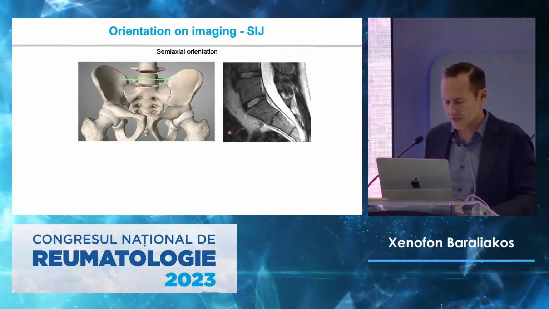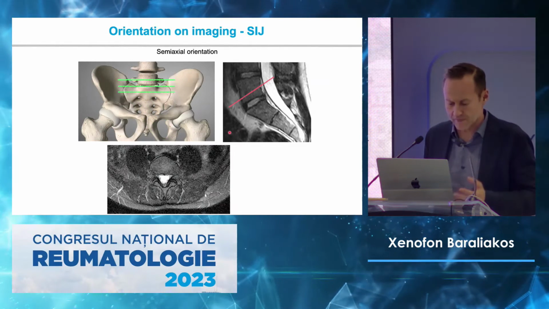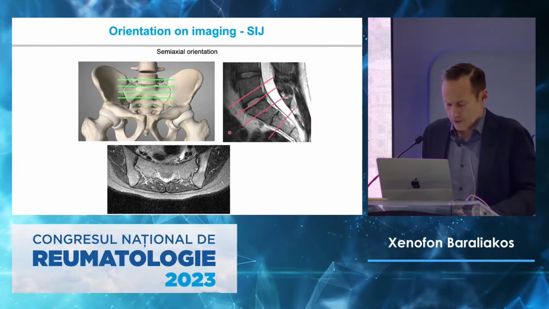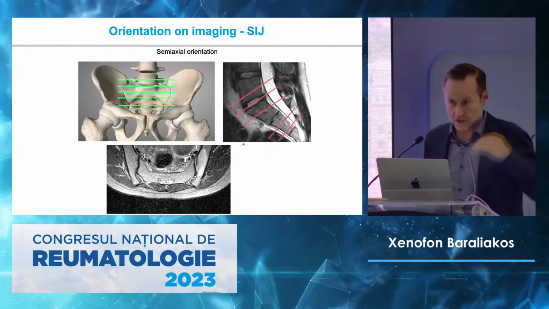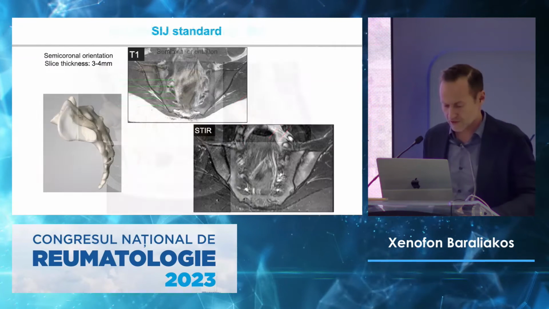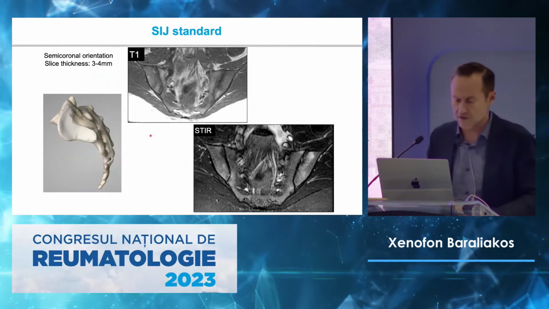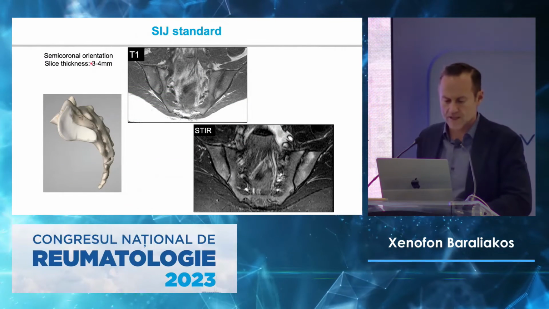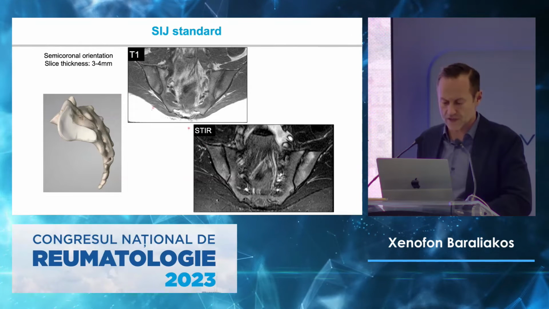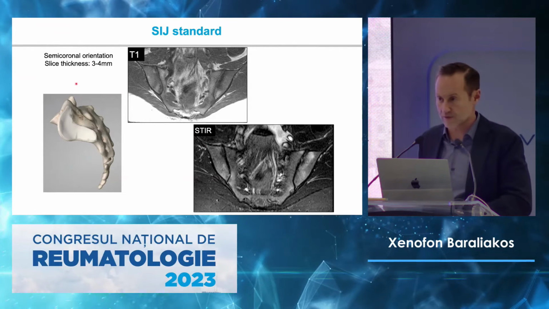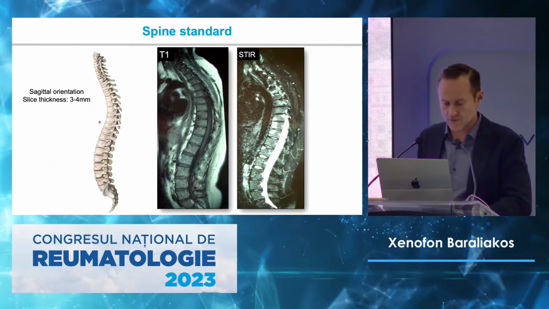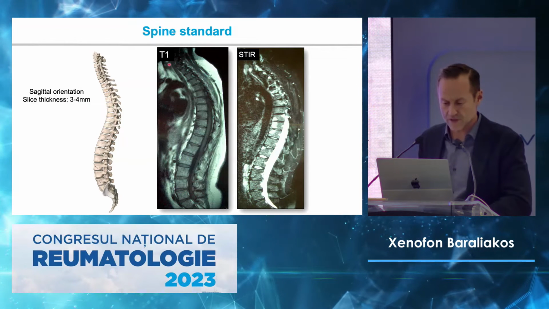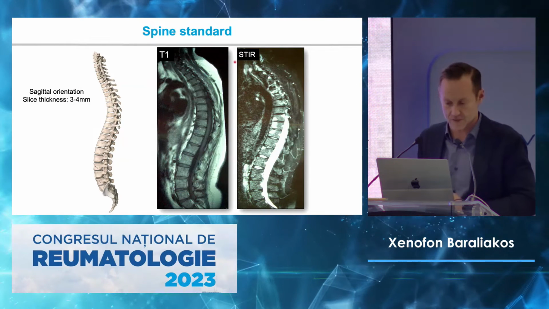If we look at the axial or semi-axial orientation in the same patient, we see the edema, and then obviously we can cross the images and get a three-dimensional approach. That's a typical standard for the sacroiliac joint. Semicoronal orientation, T1, STIR, slice thickness 3 to 4 millimeters. Same thing for the spine, sagittal orientation. Slice thickness 3 to 4 millimeters, T1 and STIR as sequences.